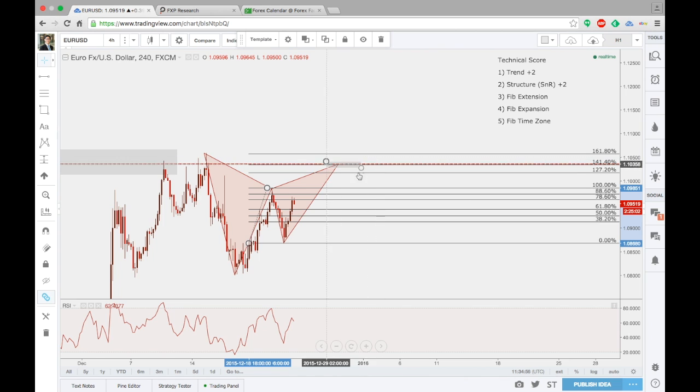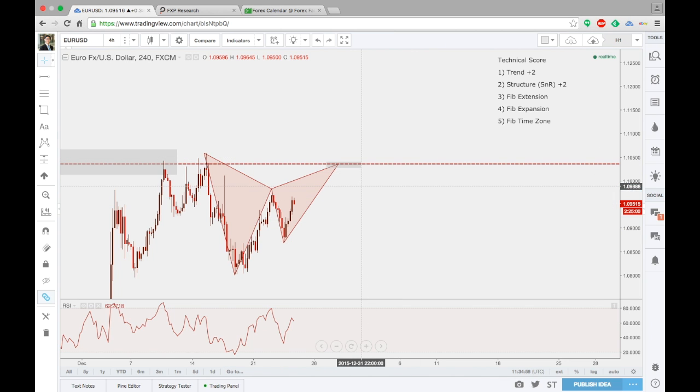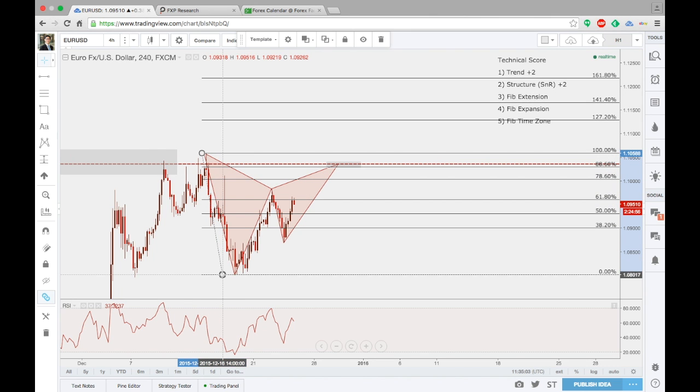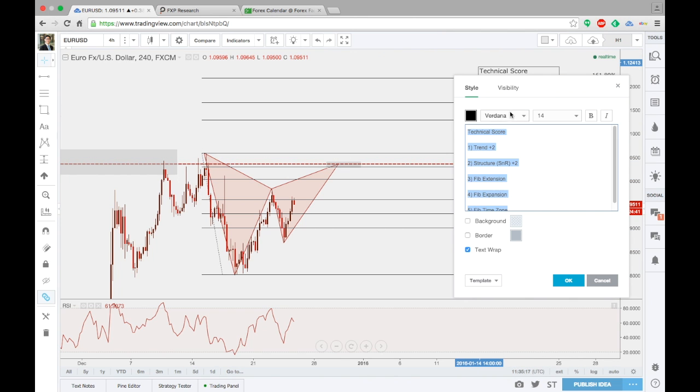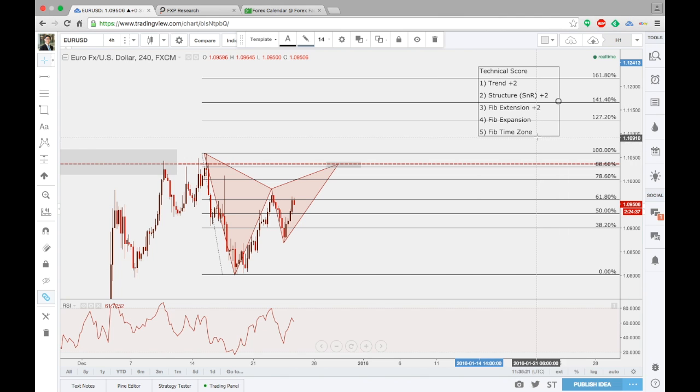So you have two levels coming in together, and on top of that, if you simply use the retracement tool from your X to A, you can see it comes in around your 88.6 as well. So we have 3 levels coming in together: your 88.6 retracement, your 127.2 extension, as well as a 141. With that, I'll give it a +2, basically because it has many things happening around that level.